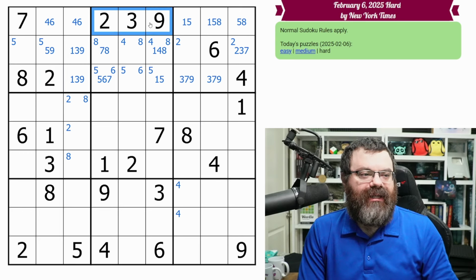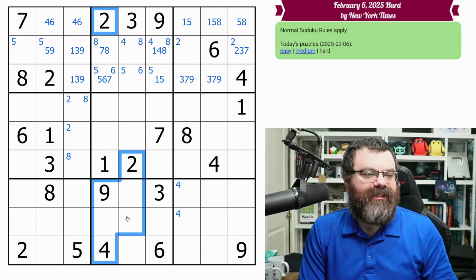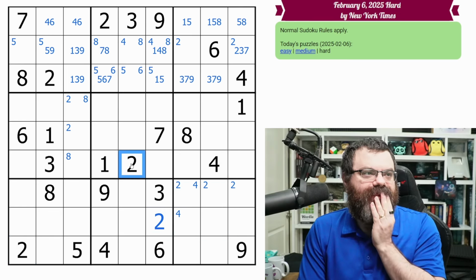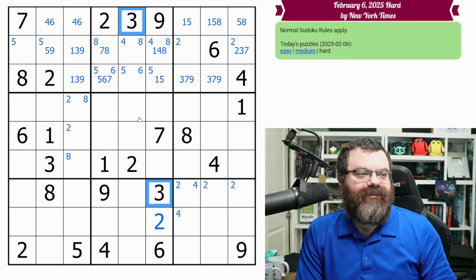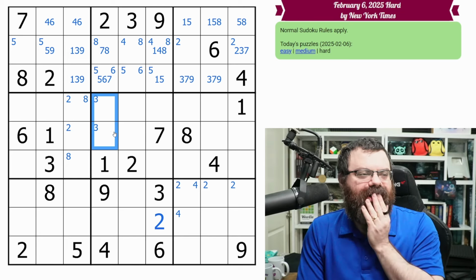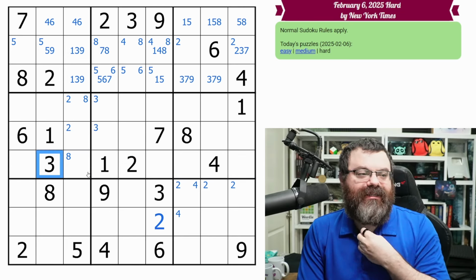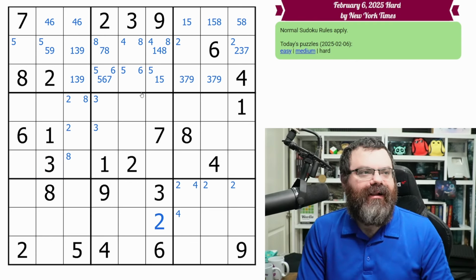All right, and we have 2, 3, and 9. So we do have the 2 2s. That lets us place a 2 down here. Now we have these 2s. There's a 2 up here. The 3s, look in here, putting a 3 in one of these two. Whenever this happens, we want to check to see if this row has a 3 yet. It does, so we don't get anything good out of that.